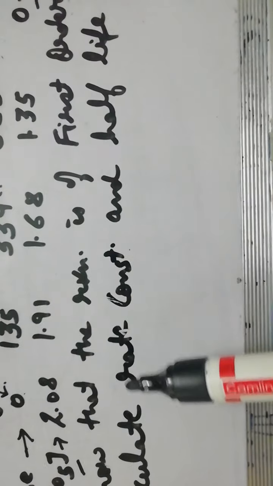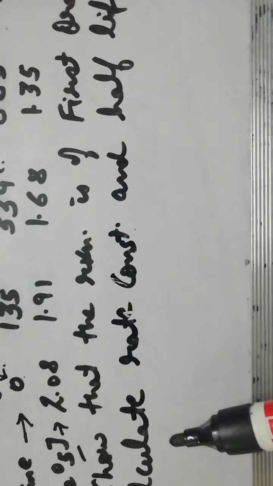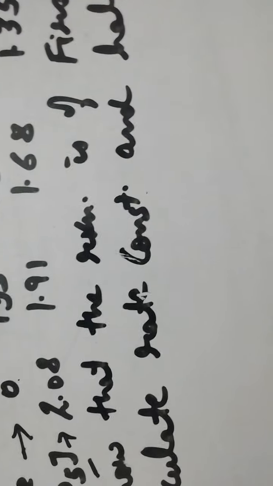So what do we have to find out? Show that the reaction is of first order and calculate the rate constant and half-life period of the following reaction. And which reaction are we discussing? This is the decomposition of N2O5.